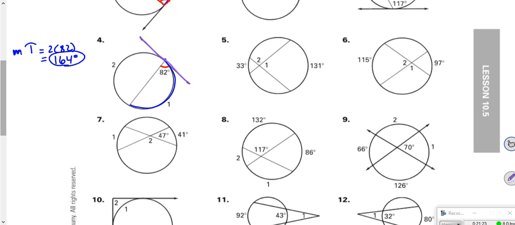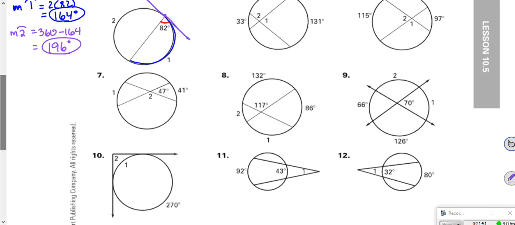This tangent is just touching in one spot, right there. So what do you think arc 2 is going to be? The measure of arc 2 is going to be 360 minus 164. Hope you all see that. So this would be 196, because together they add up to the 360 for the circle.